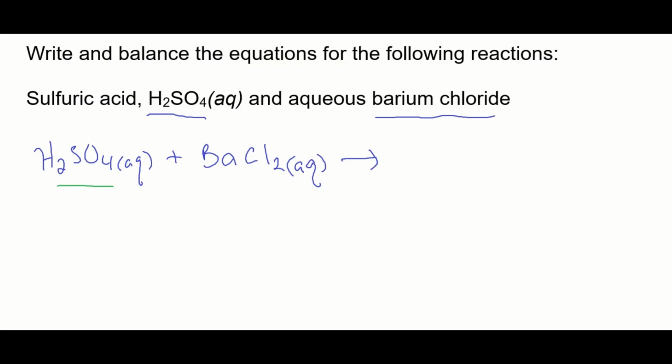So notice you have 2 compounds before the reaction arrow. This indicates you could have a double displacement or double replacement reaction. So switching the cations in these compounds will give you the products.